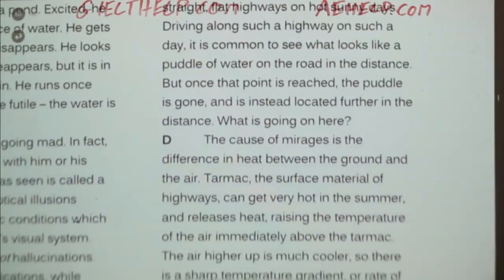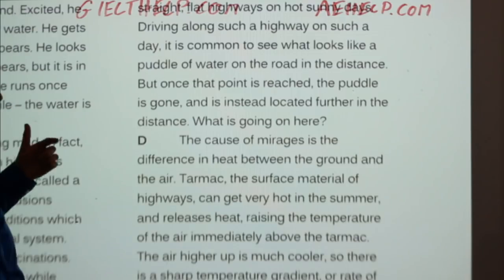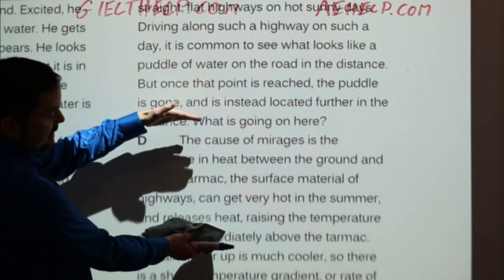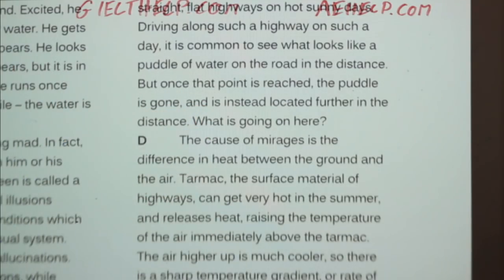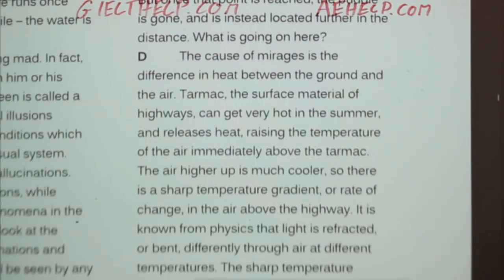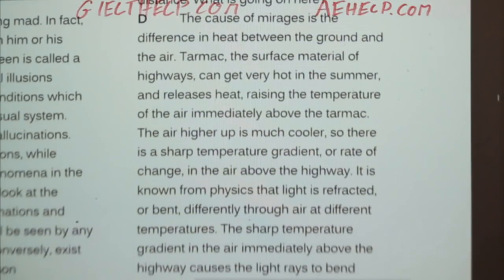So going on to D, again, I have the thought in my head, list of headings, probably the answer is coming from this first bit here. The cause of mirages is the difference in heat between the ground and the air. Tarmac, the surface material of highways, can get very hot in the summer and releases heat, raising the temperature of the air immediately above the tarmac. The air higher up is much cooler, so there is a sharp temperature gradient, or the rate of change in the air above the highway.